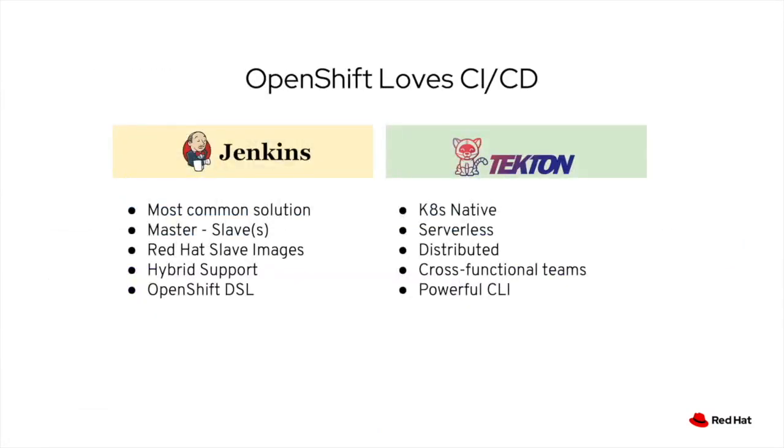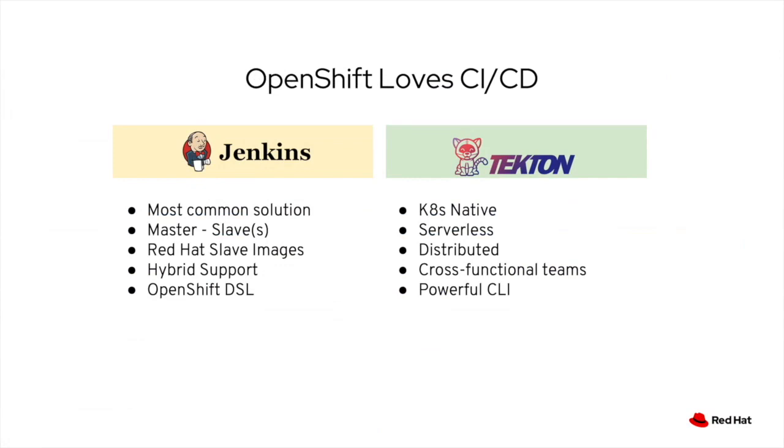OpenShift provides two CI/CD engine alternatives, Jenkins and Tekton. Jenkins is the most commonly used CI/CD engine solution in the market today. It has two parts, master and slaves. Master is a controller plane. You can deploy it through the OpenShift catalog with just a few clicks.